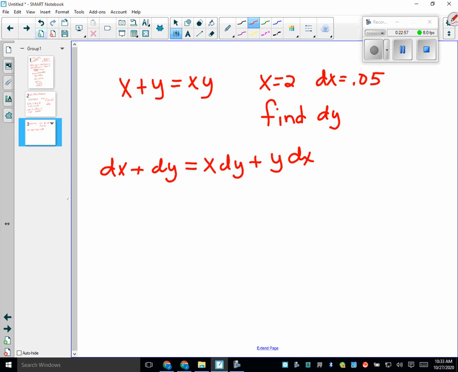Now we just plug in what we know. I want to find dy. Do you know what I'm missing? y. Can I use x in my first equation and find y? Yeah. Would you find y for me? Two plus y equals 2y. Y is 2.